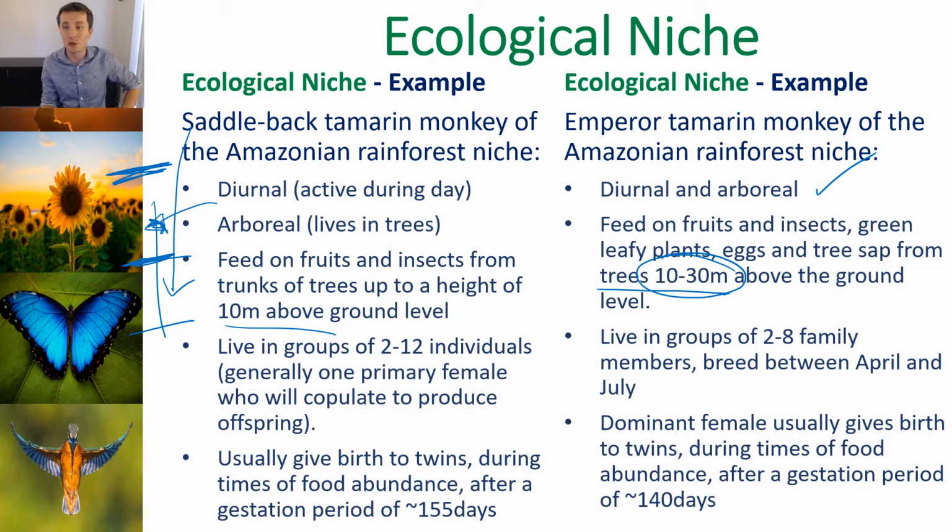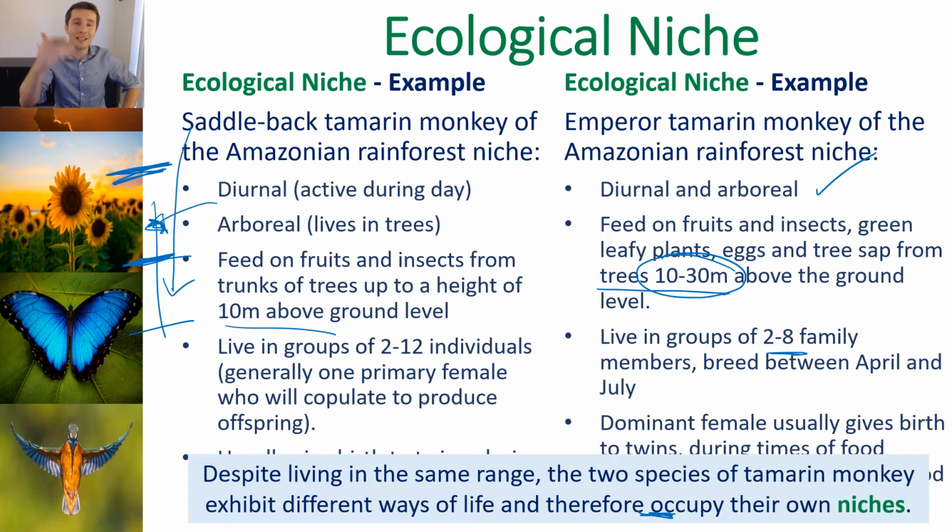They live in groups of 2 to 8, so some slight difference. Dominant females usually give birth to twins, again during abundance, 144 days gestation, some slight differences there. But you can see, and this is the point that I'm trying to make, although they live in the same range, the two species of tamarin monkeys exhibit different ways of life and therefore occupy their own individual niches, okay? So their role, how they fit into that environment, is actually different despite living in the same ecosystem. They have different niches. How they fit in is different.